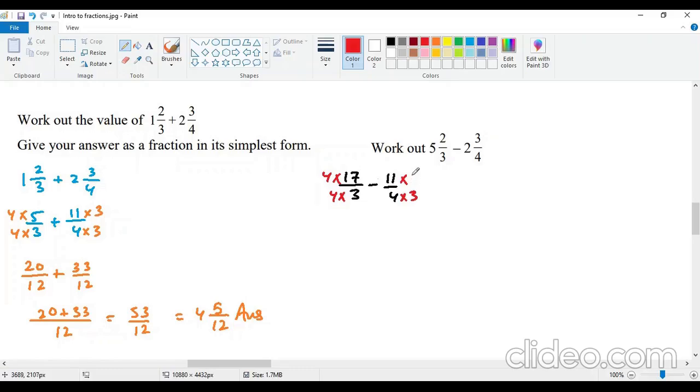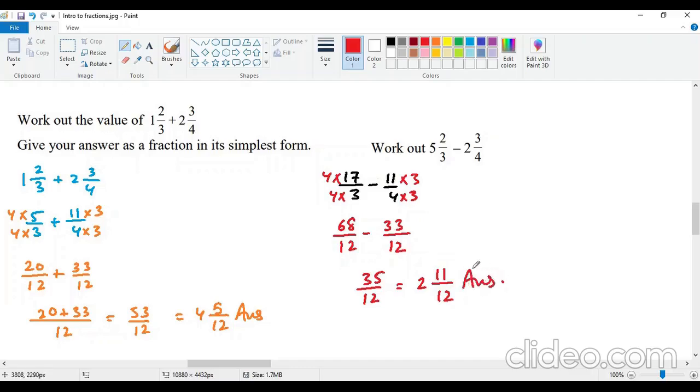So this gives us 68 over 12 minus 33 over 12. So this is going to give us 35 over 12, and this is going to be 12 times 2 is 24. It's going to be 2 whole 11 over 12, and that's going to be your answer.